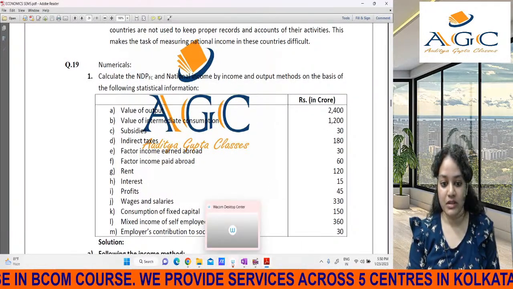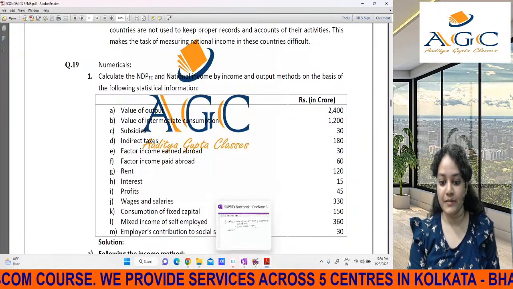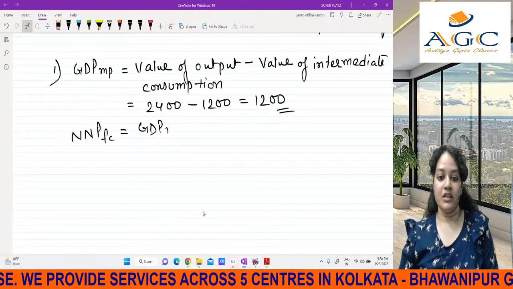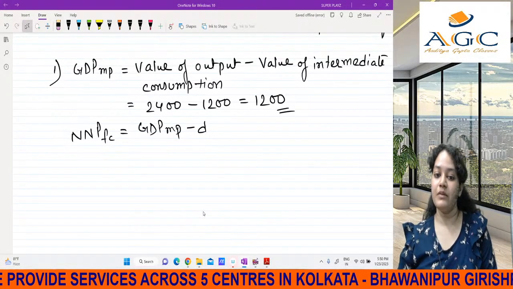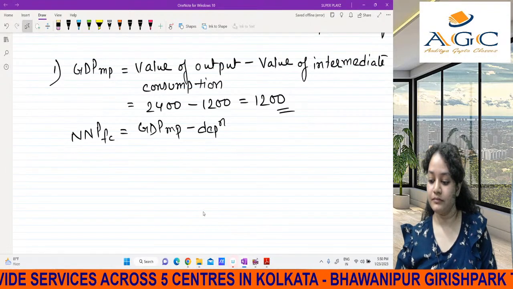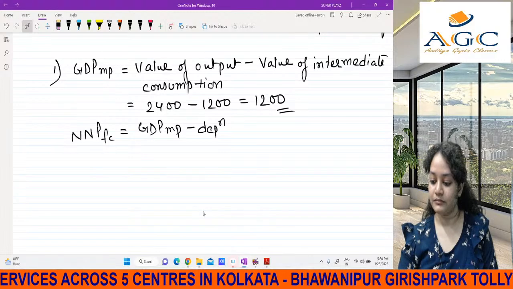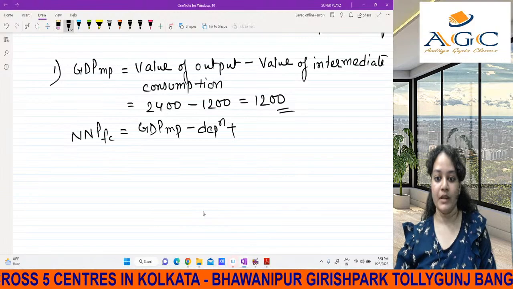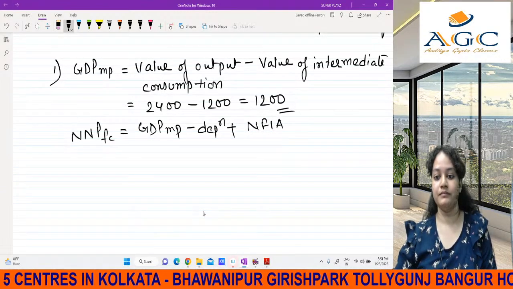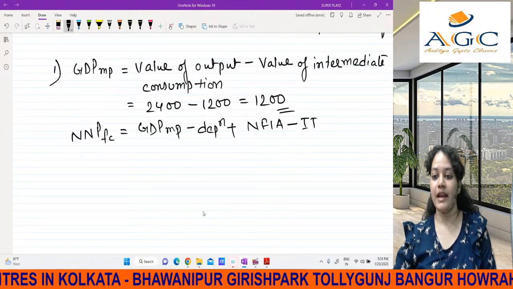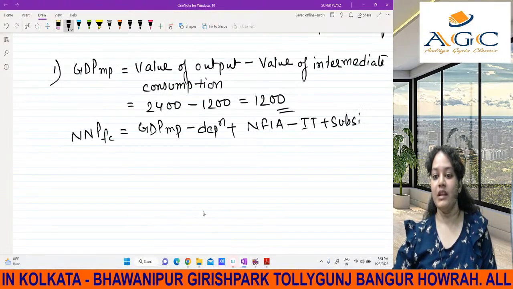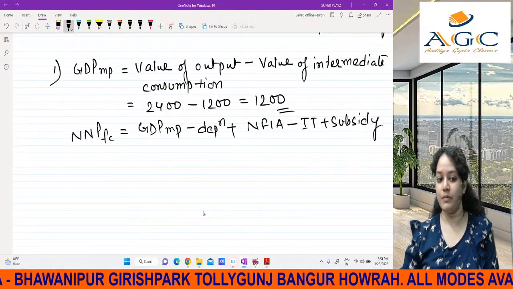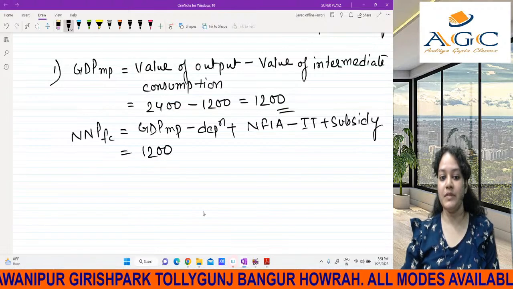Okay, let's go back to the sum once. So consumption of fixed capital is 150. GDP-MP minus our depreciation plus our NFIA and minus IT plus subsidy. We have not been given our NFIA, so we have been given our factor income earned from abroad and paid abroad. So GDP-MP, what is the value of GDP-MP?